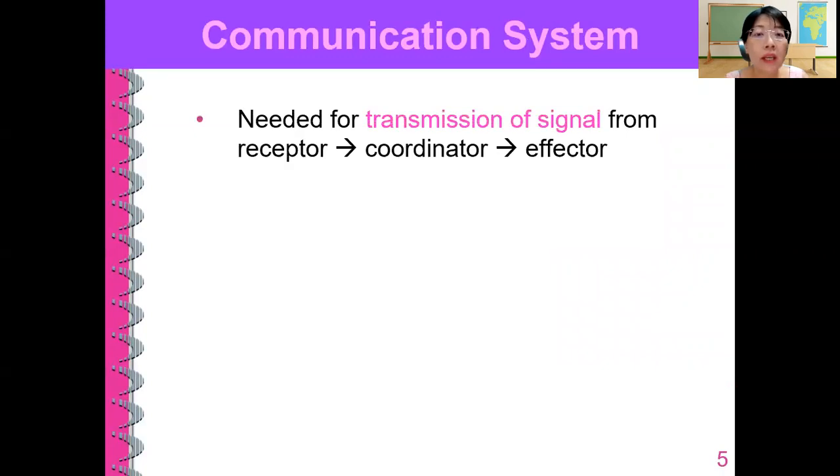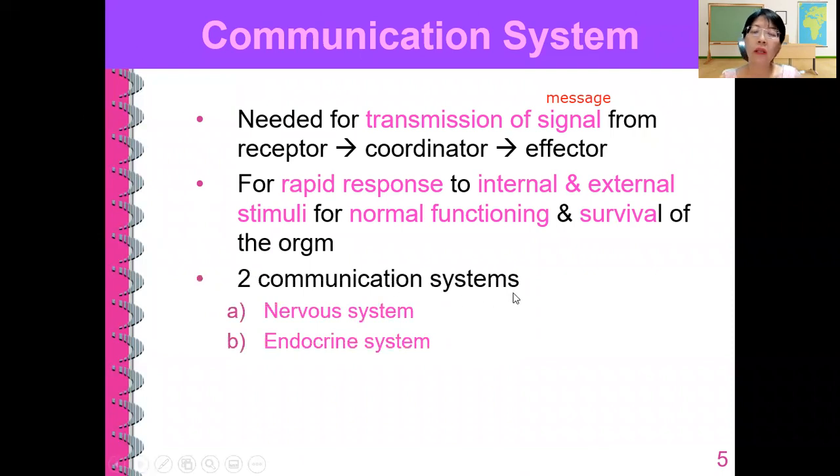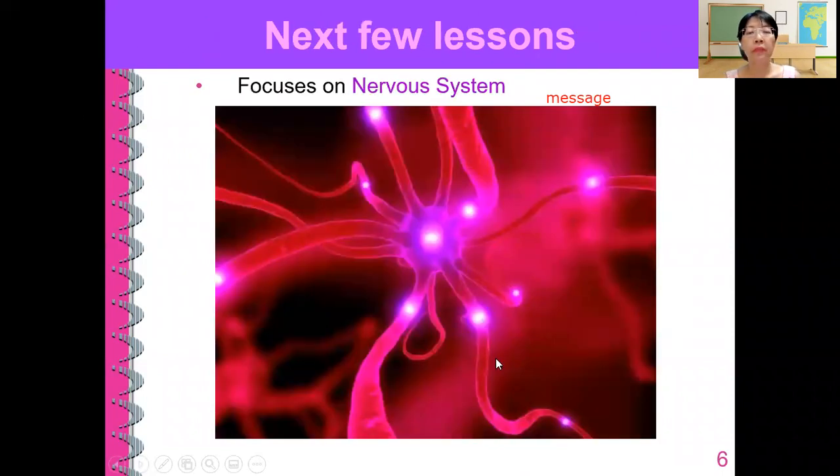So the communication system in the body is needed for the transmission of signal. Signal means message, from a receptor to coordinator and coordinator to effector. So this is in order to give us a very rapid response to any internal and external stimuli, so that our cell can function normally, so that we can survive. Okay. So there are 2 communication systems in our body, which is nervous system and endocrine system. So we're going to focus on nervous system only.